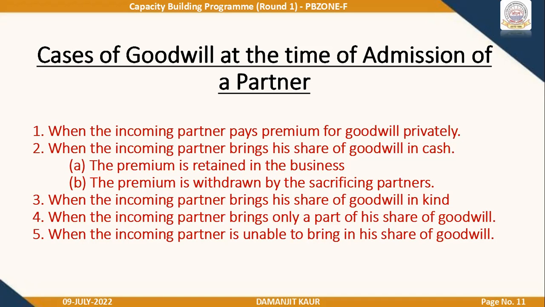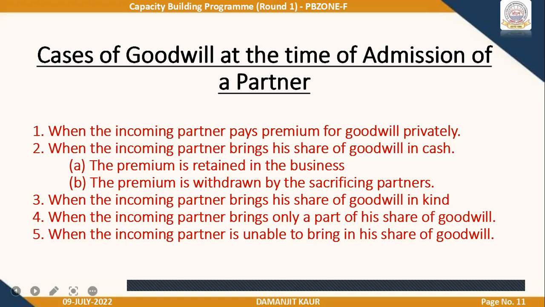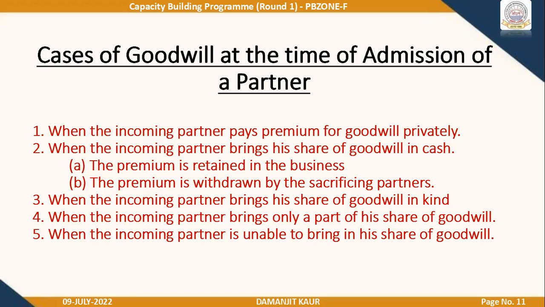Two entries will be passed. In first entry, whatever asset they have brought in will be debited to premium for goodwill. And then in second entry, the amount, whatever compensation, the sacrificing share, whatever we have calculated, the premium will be divided in that ratio to the sacrificing partners.